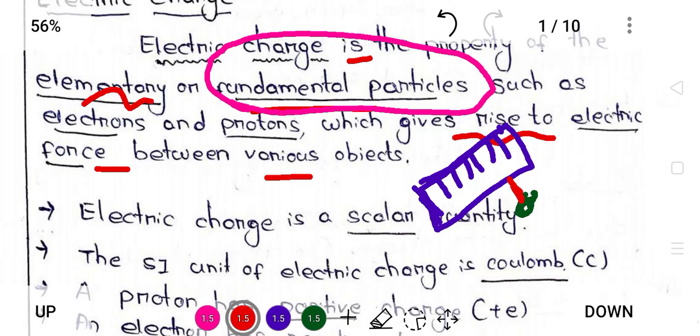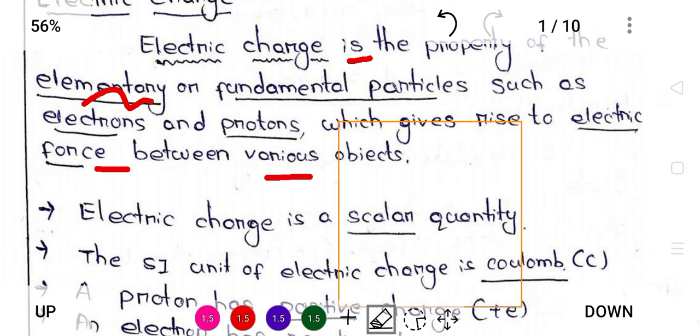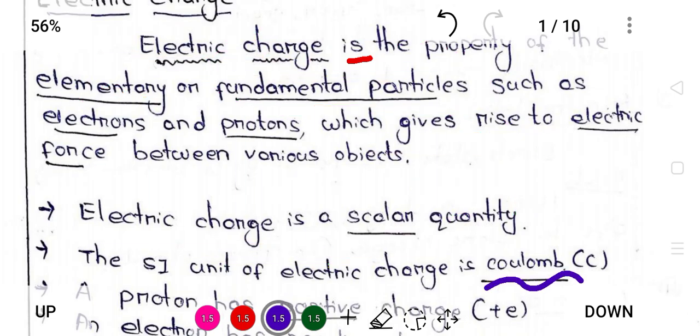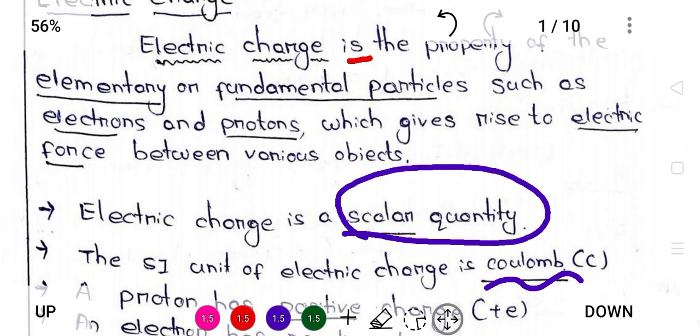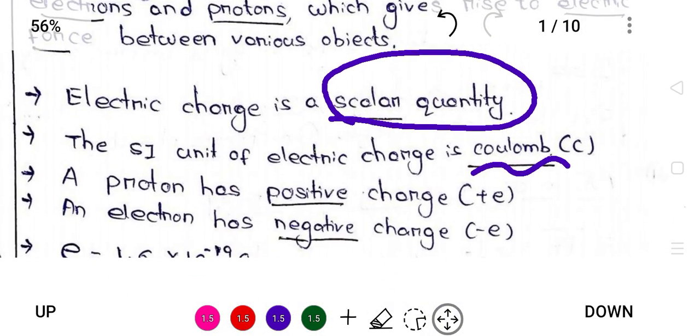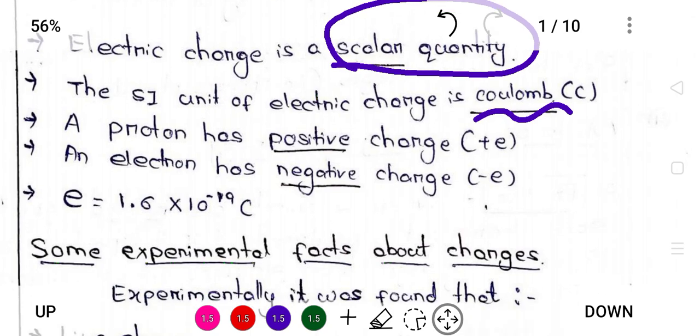So, what is the SI unit of electric charge? The SI unit of electric charge is coulomb, and this electric charge is a scalar quantity, meaning you can simply add it like scalars. Now, there are two types of charges. One is positive charge and one is negative charge.